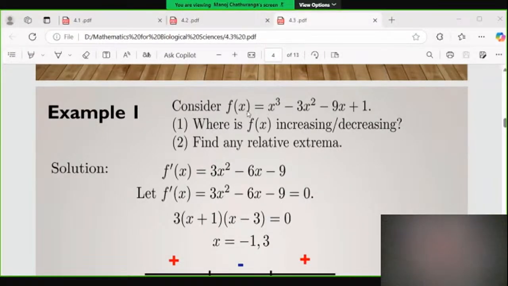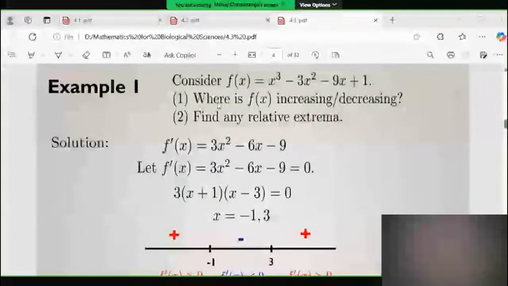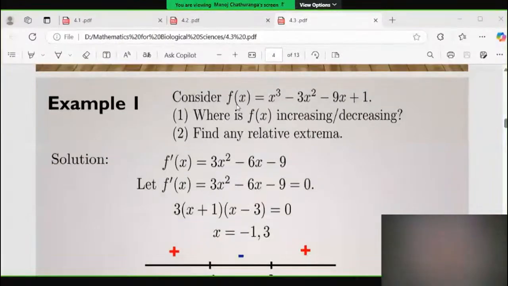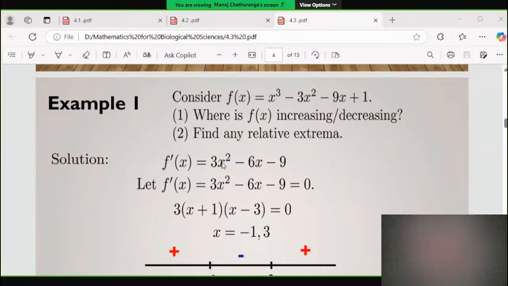So let's take this graph function. The problem asks us to find where the function is increasing and decreasing and find any relative extrema. Take the function, differentiate it, make it equal to 0 and solve, because zeros of the derivative tell us extreme points.